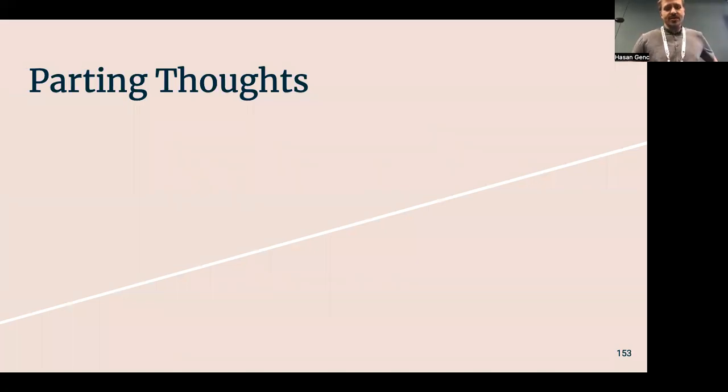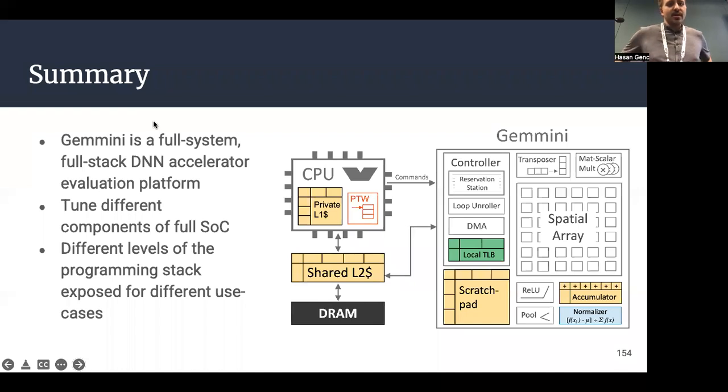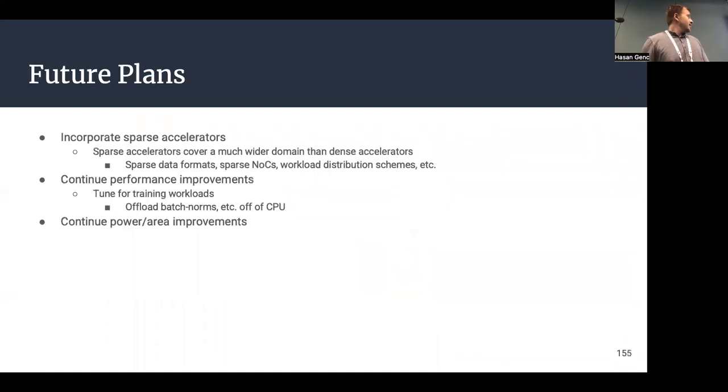Okay, so just some parting thoughts before we wrap up. In summary, Gemmini is a full system, full stack DNN accelerator evaluation platform, right? And our aim is to allow people to tune different components of the full SoC and see how they interact together, and also experiment with different levels of the programming stack, maybe for different use cases. So some future plans. Gemmini right now is hyper focused on dense workloads mainly. So we have dense DNNs and dense transformers. I think we've run RNNs on this as well before, but they were always dense, right?